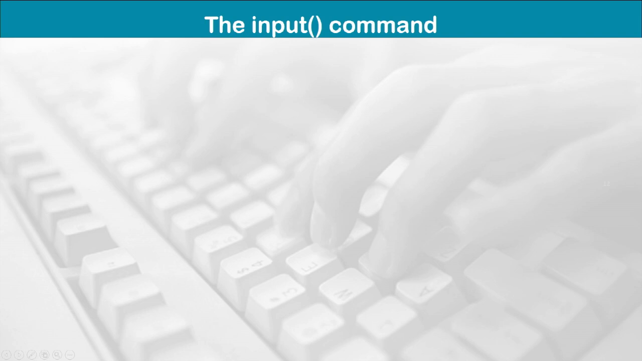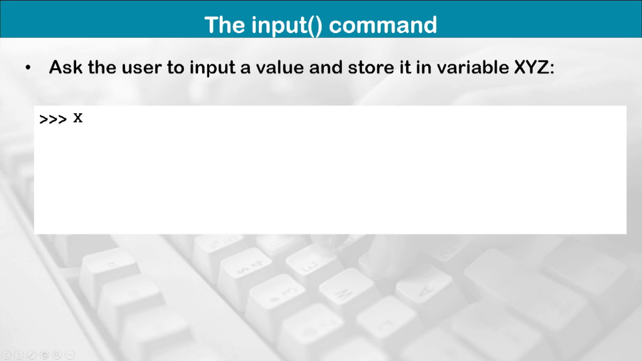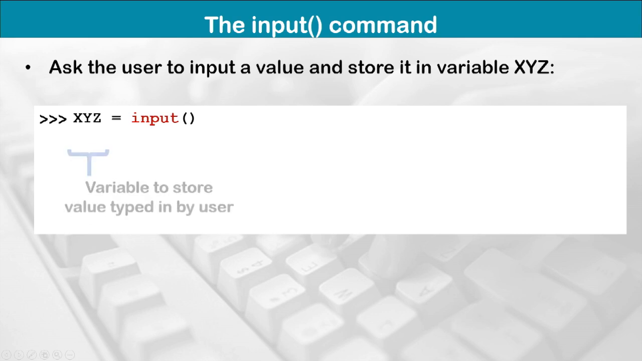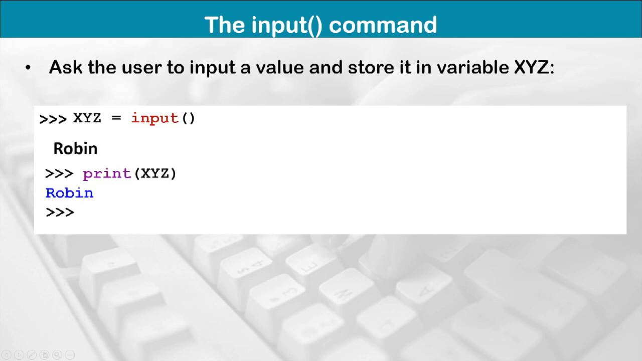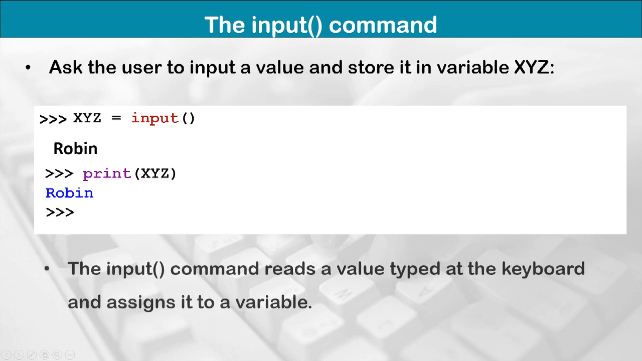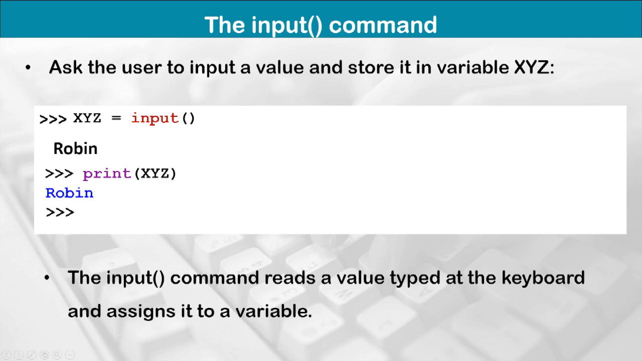Sometimes we need to get values from the user. Ask the user to input a value and store it in variable x, y, z. The blinking cursor indicates that the program expects the user to type something. Whatever the user types is stored in the variable specified in the instruction. We can check by executing the command print x, y, z. The input command reads a value typed at the keyboard and assigns it to a variable.